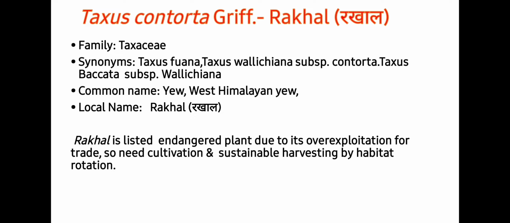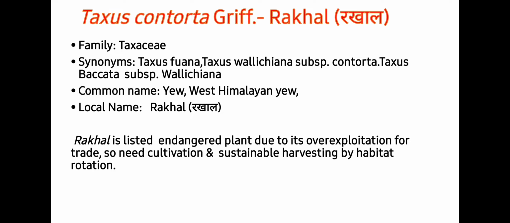Earlier there was a lot of confusion regarding its taxonomy, and it was considered as a variety of Taxus baccata or Taxus wallichiana. But later on, due to variation in its leaf as well as cones, it was raised to the rank of the species. Students, commonly Taxus contorta is known as yew or West Himalayan yew. Its local name is Rakhal.